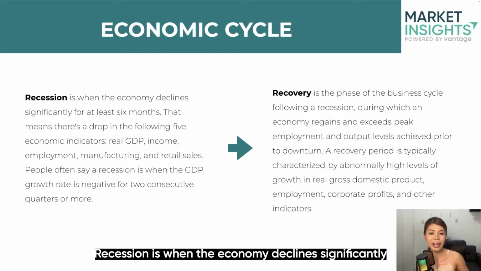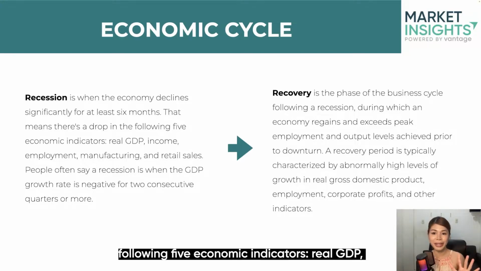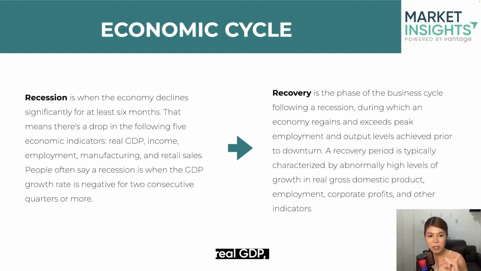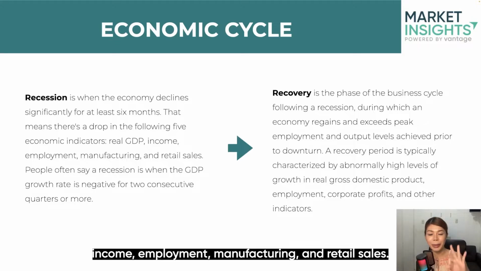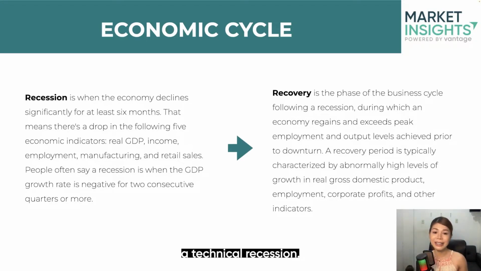Recession is when the economy declines significantly for at least 6 months. That means there's a drop in the following 5 economic indicators: real GDP, income, employment, manufacturing, and retail sales. People often say a recession is when the GDP growth rate is negative for 2 consecutive quarters or more. As of the moment, the US has been experiencing a technical recession.